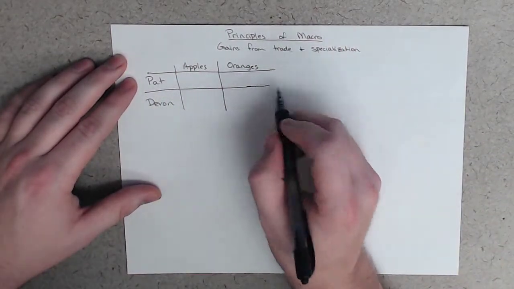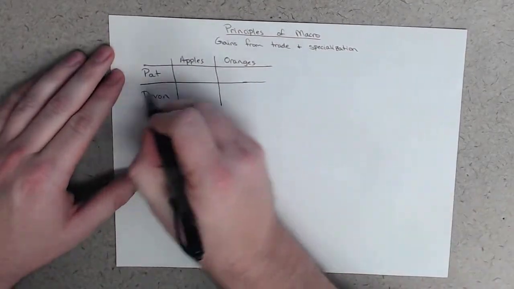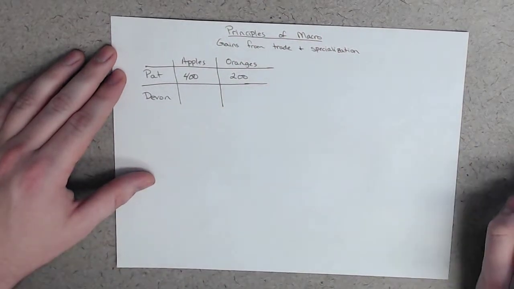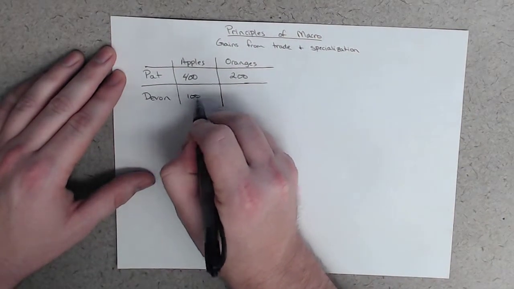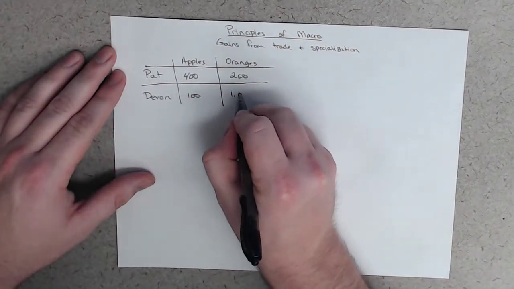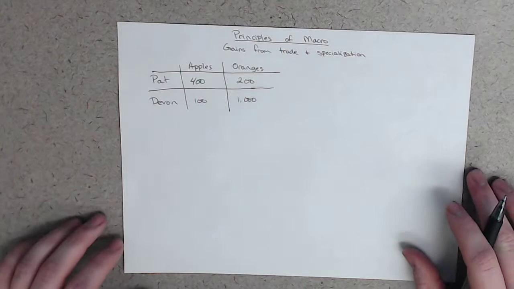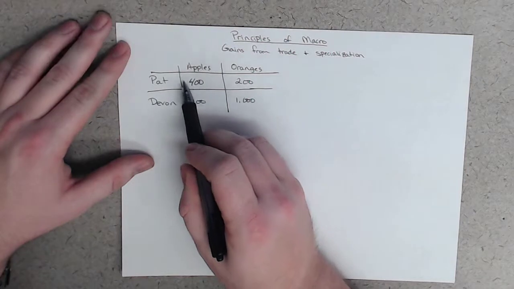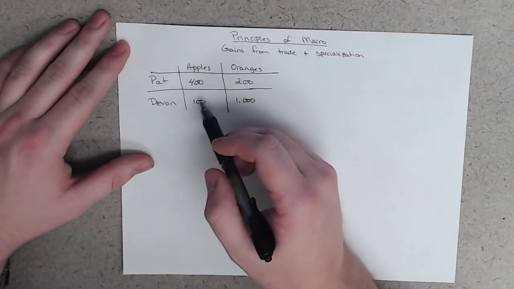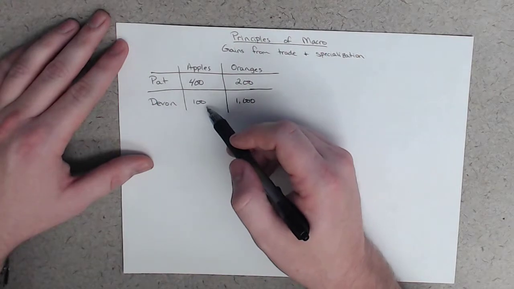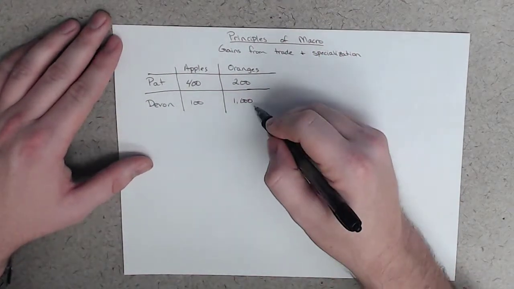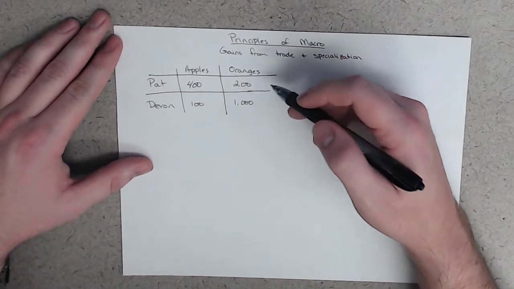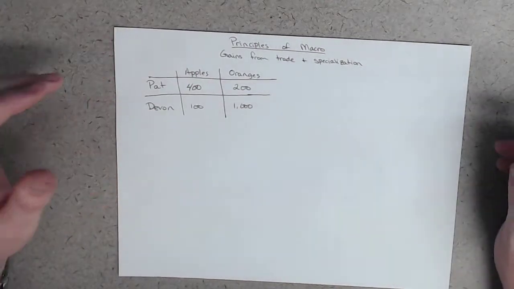These people face a trade-off between apples and oranges. Pat can grow 400 apples or 200 oranges, and Devin can grow 100 apples or 1,000 oranges. Here we can use our really quick trick. We see that Pat has an absolute advantage in apples, because he can grow more apples than Devin. And Devin has an absolute advantage in oranges because he can grow more oranges than Pat. So they have differing absolute advantages.